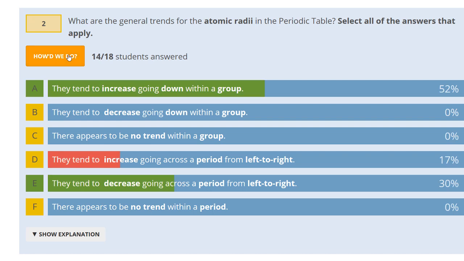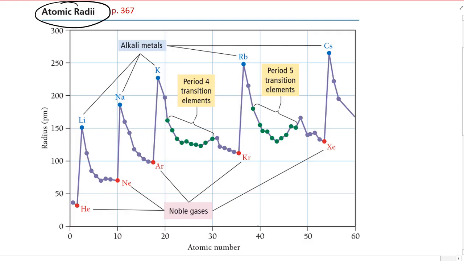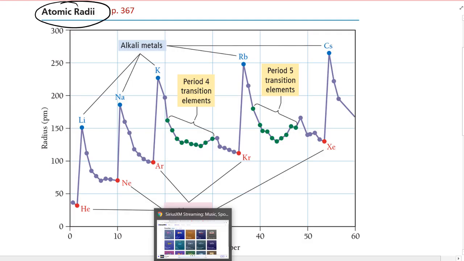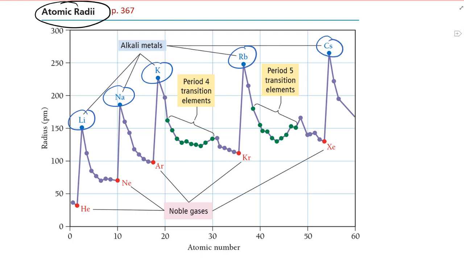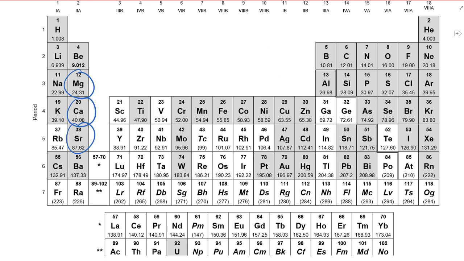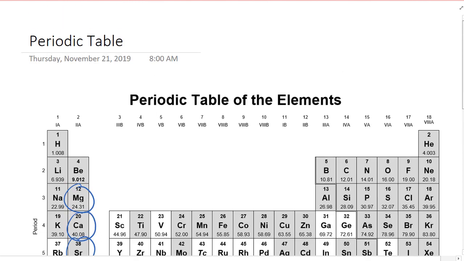And these are the trends. First of all, A, they tend to increase as we go down within a group. And secondly, they tend to decrease as we go across the period from left to right. So again, coming back to here, we see that as we go down within a group, if we're picking out the lithium, sodium, potassium, rubidium, and cesium, the radii tend to increase as we go down.